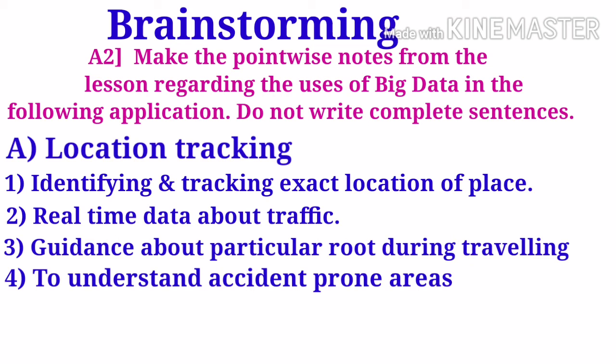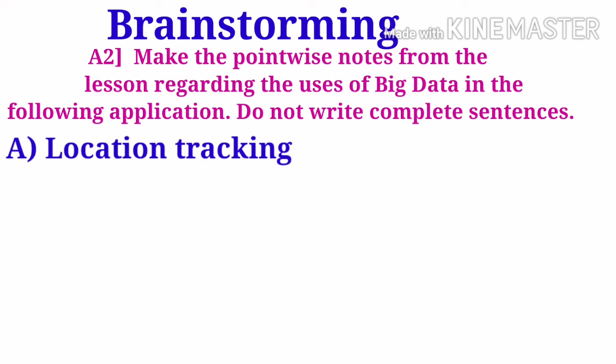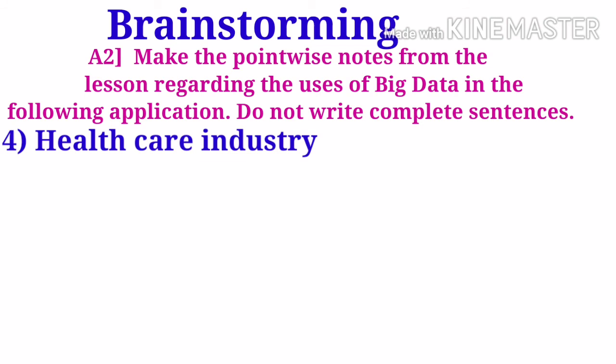We have a lot of uses, but we write only 4 points. I am going to repeat it once again. Identifying and tracking the exact location of a place. Number 2, real time data about traffic. Number 3, guidance about particular route during traveling. And number 4, understand accident prone areas. Got it, everybody? Now turn toward the next, healthcare industry.